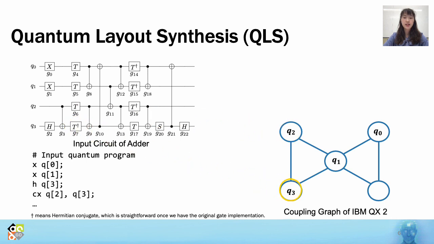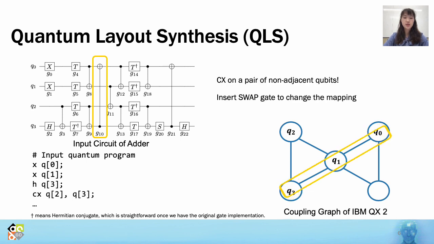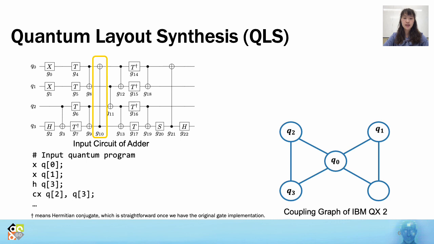Under this mapping, gate 10 needs to act on a pair of non-adjacent qubits, so we cannot perform this gate. Thus, we need to insert a swap gate to change the mapping. After inserting the swap gate, gate 10 is acting on two adjacent qubits.